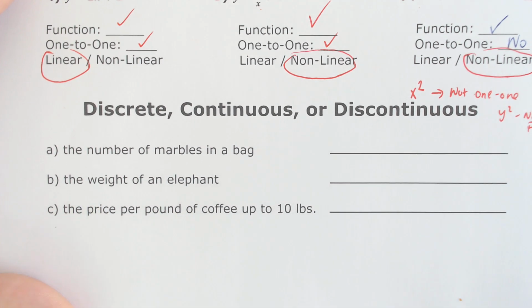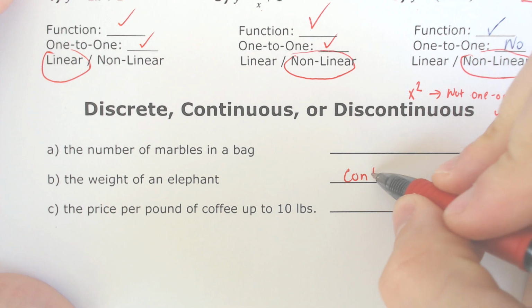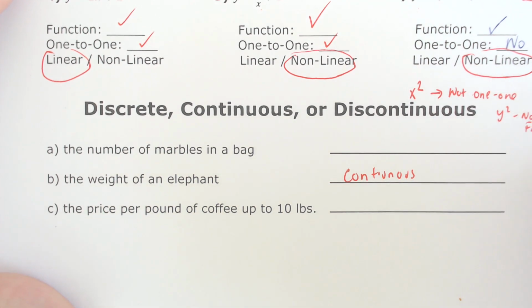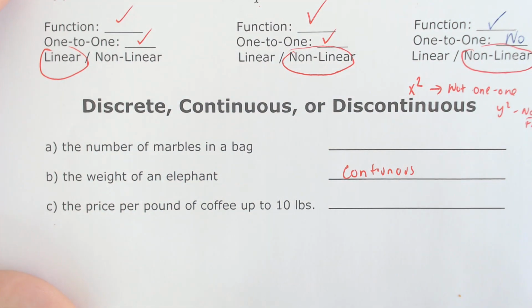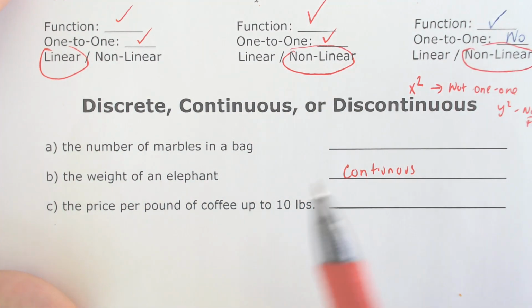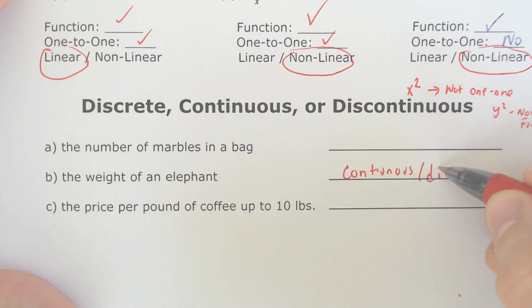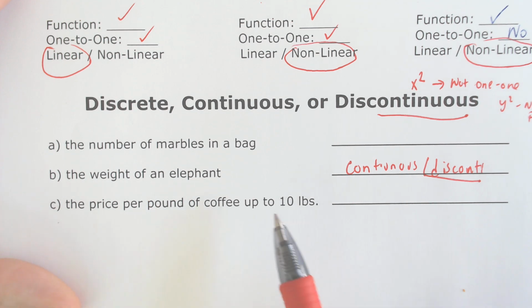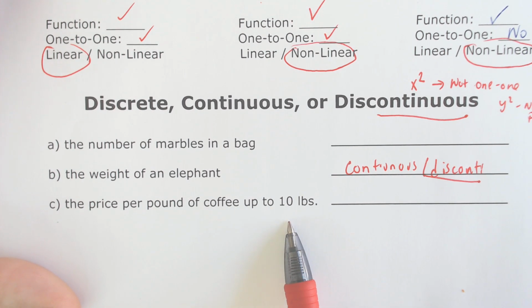What about the weight of an elephant? Well, the weight of the elephant can be any given weight from like 0 to, I don't know, however heavy elephants go. So this would be what I would consider continuous, because we don't have an upper threshold. But you could also argue that this is discontinuous, because the weight of an elephant could be capped like it is here on part C. The price per pound of coffee up to 10 pounds.